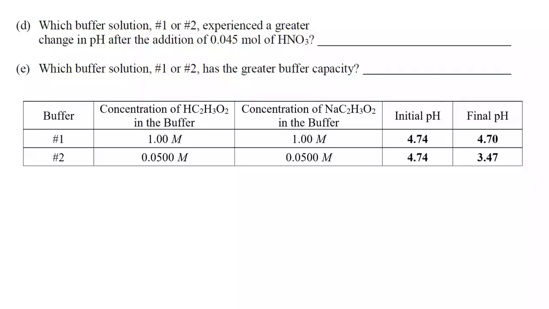Let's answer part D. It says, which buffer solution, number 1 or number 2, experienced a greater change in pH after the addition of 0.045 mole of nitric acid?